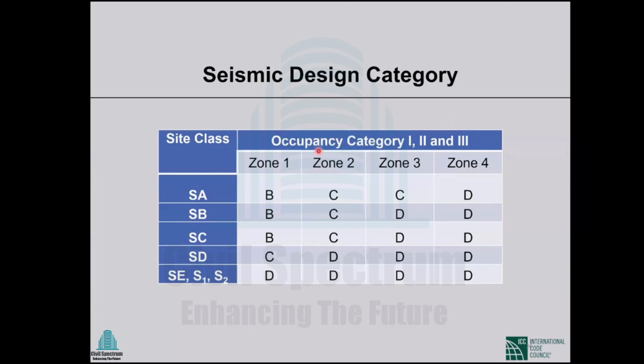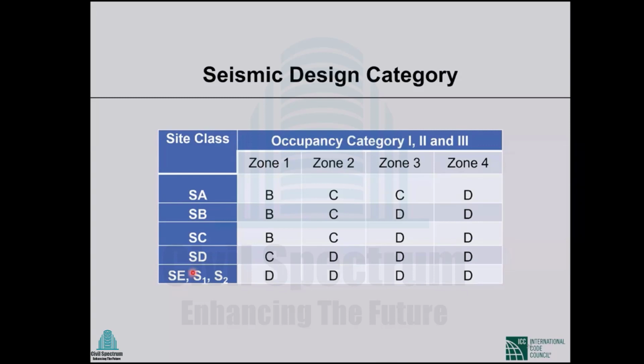For example, in case of Dhaka, which is in zone 2, we can design a structure as seismic design category C if the soil condition is good, if the soil is rock or very stiff or medium stiff. If the soil condition is loose or soft, then we have to design the structure as design category D.